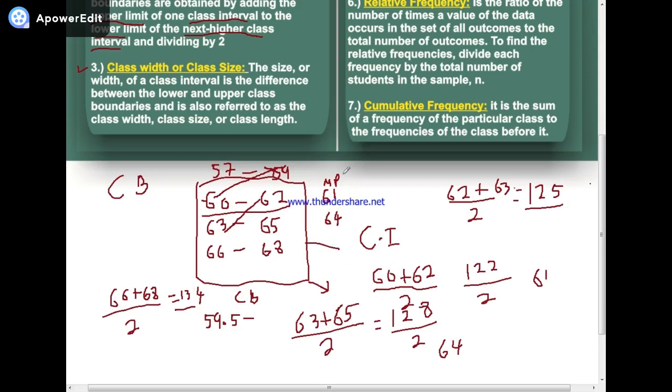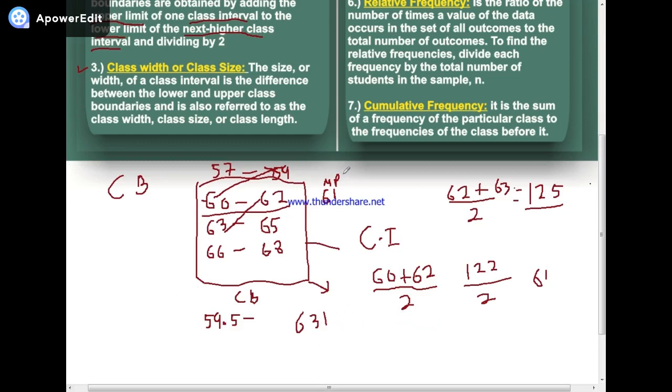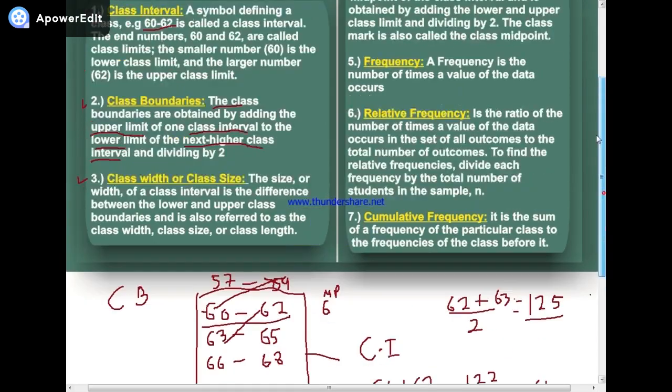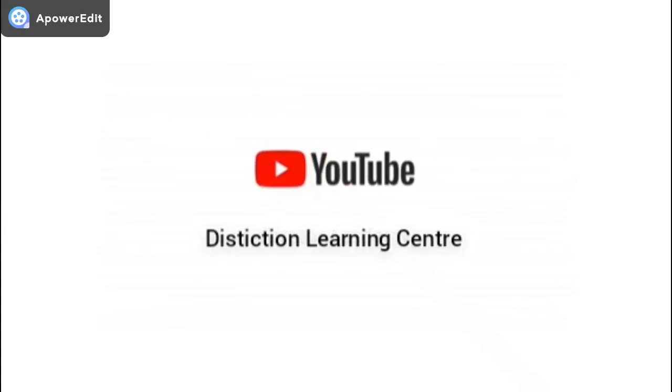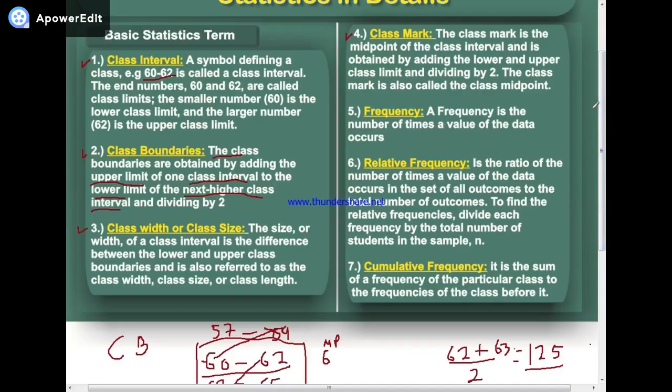So do you understand how we arrive at the midpoint? That's good. Now let's proceed to the next term, which is frequency. What is frequency? A frequency is the number of times a value of the data occurs.